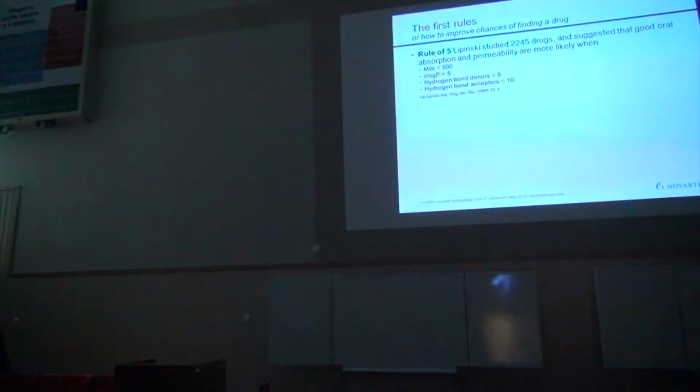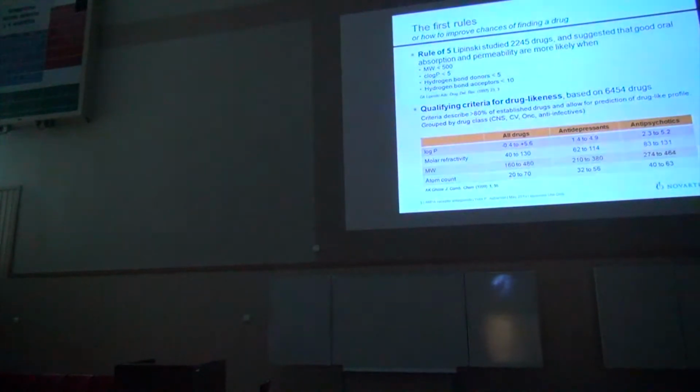Soon thereafter, in 1999, Gose published a refined analysis looking at 6,400 drugs or drug candidates and defined criteria that would characterize most of them, actually more than 80% of the established drugs. So not only looking at oral absorption and permeability, but looking at the overall properties of drugs. And the result of this analysis is that if you look at all drugs, their log P is between minus 0.4 and plus 5.6. It's a relatively broad spectrum. We looked at molar refractivity, molecular weight, atom count, etc.